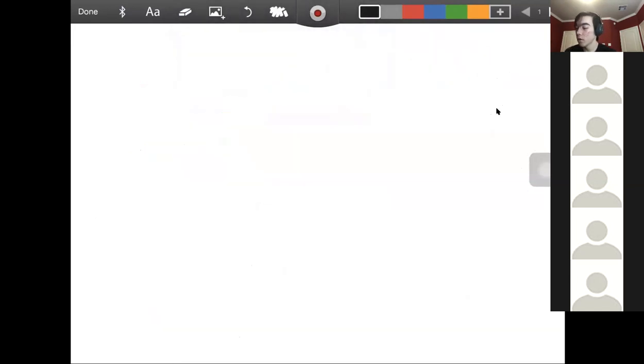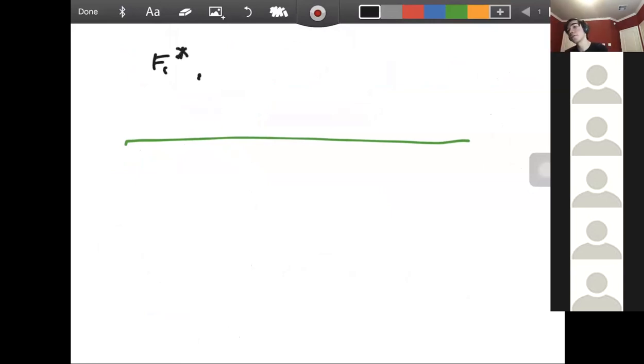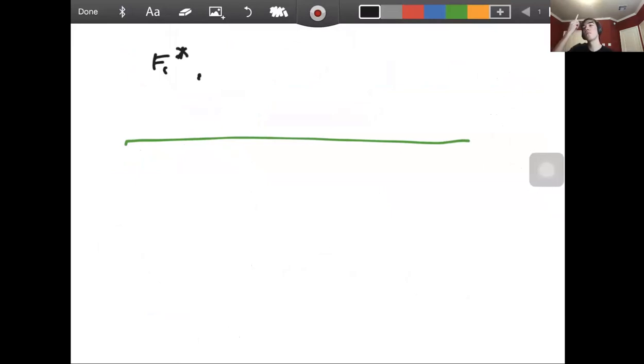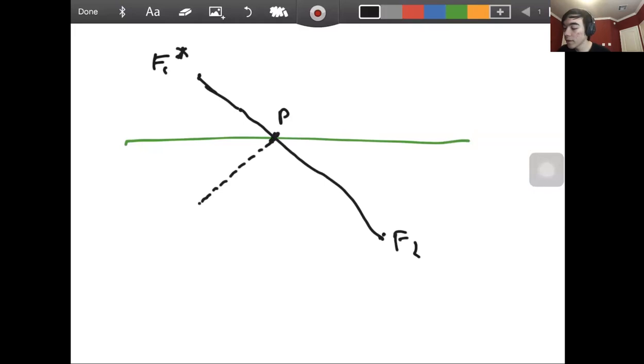Now we have this cool situation. We have this green line. We have a point F1 star. We have a point F2. And we're trying to find the sum of P to the two foci.